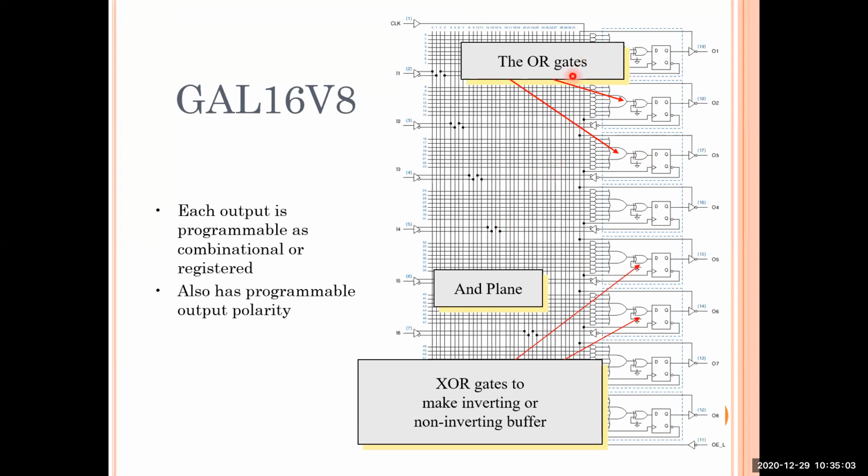First, you will have an AND plane. This entire thing is an AND plane. Why? Because all these interconnections are connected to the AND gates. After that, you can see all the OR gates are connected. After that, you can see the XOR gates, which are mainly used for inverting or non-inverting of the buffer, which is connected over here. This is a buffer.